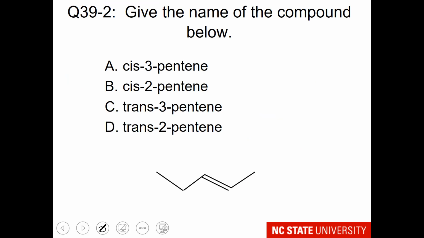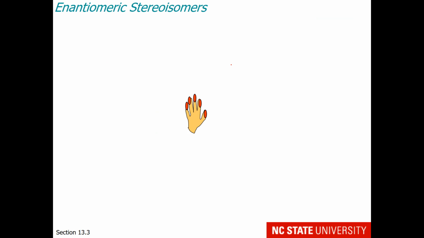So back to this compound which you started to name in the previous lecture. We weren't quite finished. You need to add a cis or a trans to this. Now let's look at the next type of stereoisomer. This is the new one to introduce to you.